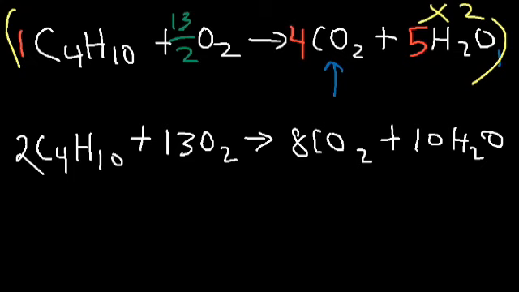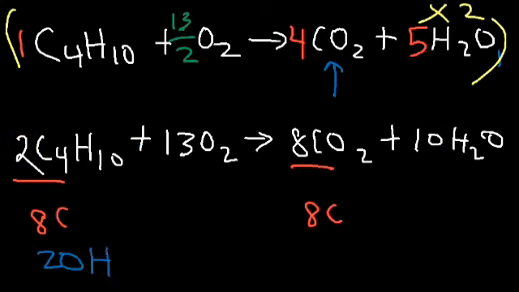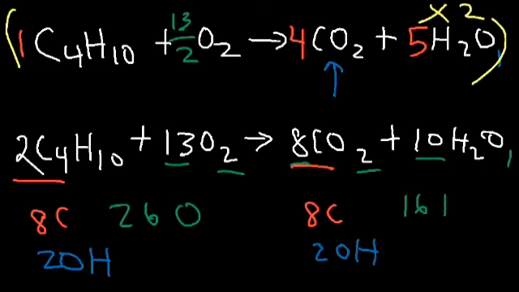Now let's make sure our answers are correct. Notice that we have 8 carbon atoms on both sides. 2 times 4 is 8. And we also have 20 hydrogen atoms. 2 times 10 is 20. And let's check the total number of oxygen atoms. 13 times 2 is 26. So we have 26 oxygen atoms on the left side. 8 times 2 is 16. 10 times 1 is 10. So 16 plus 10, that's 26 oxygen atoms. So this equation is balanced.